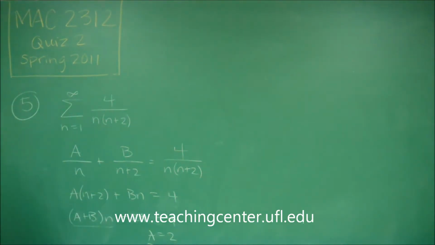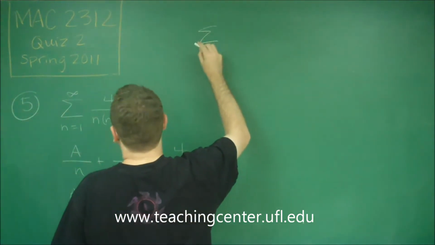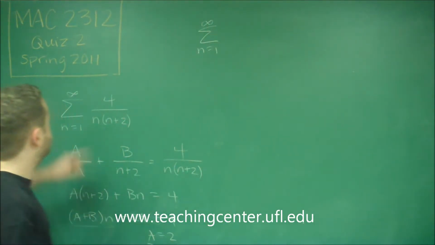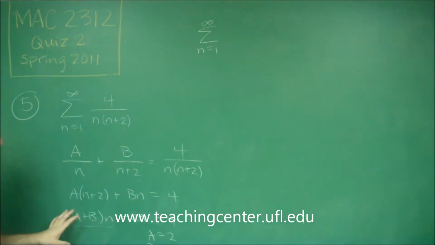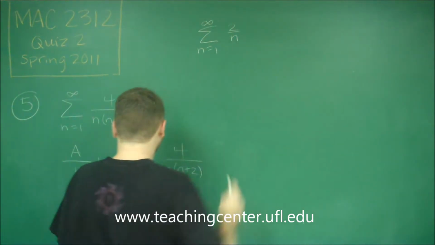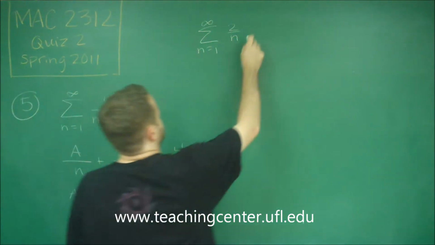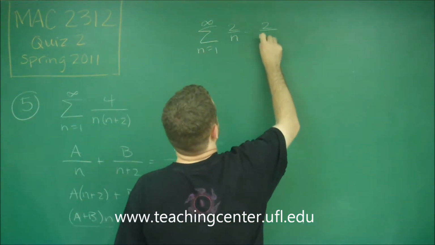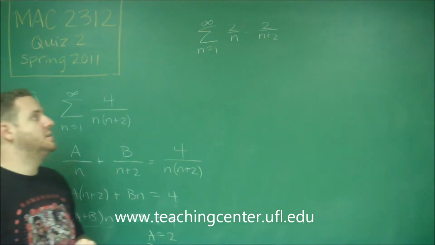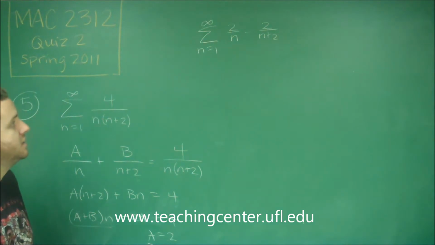negative 2. So therefore, your partial fraction decomposition, so this sum can be equivalently written, instead of 4 over n times n plus 2, we can write it as 2 over n minus, because then we got a negative 2 for b, minus 2 over n plus 2. So this is actually going to work out as a telescoping series fairly easily.